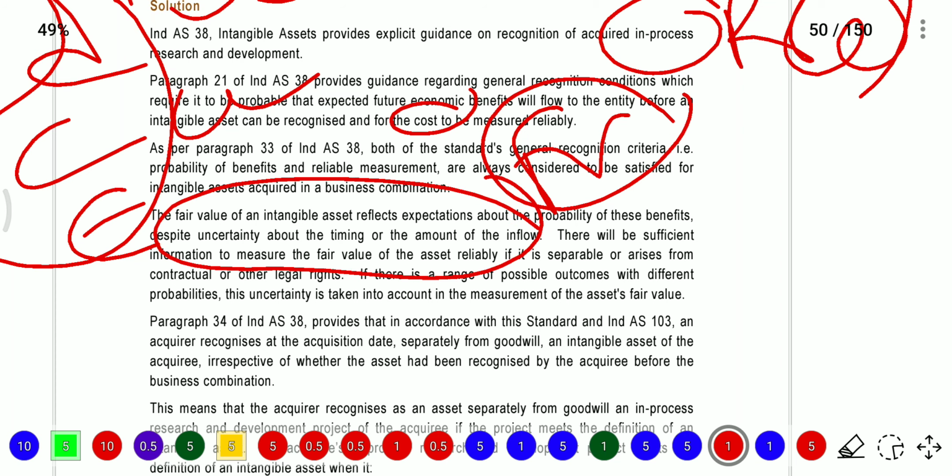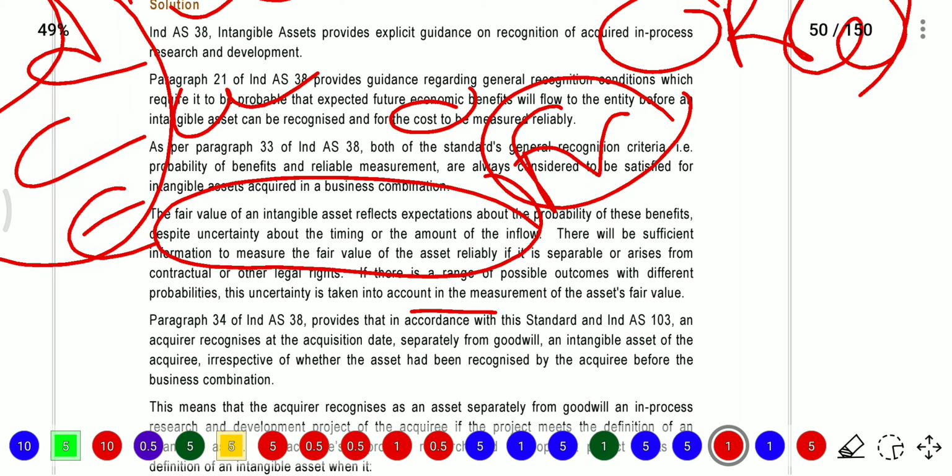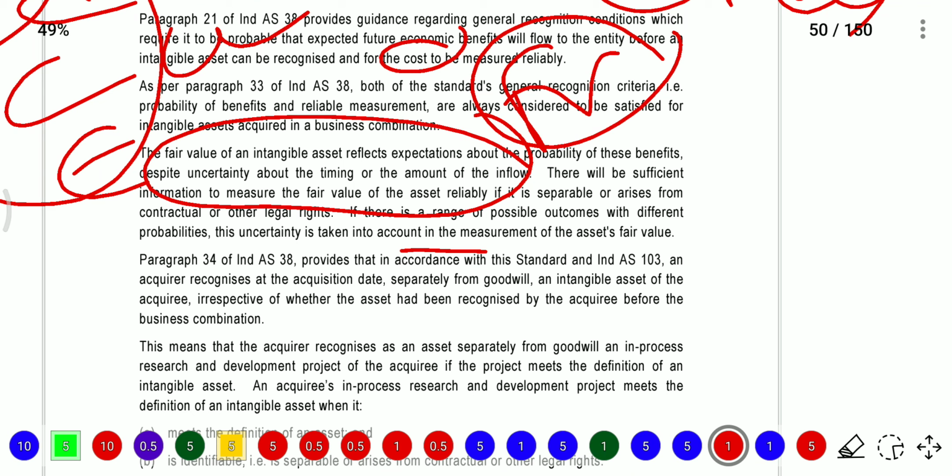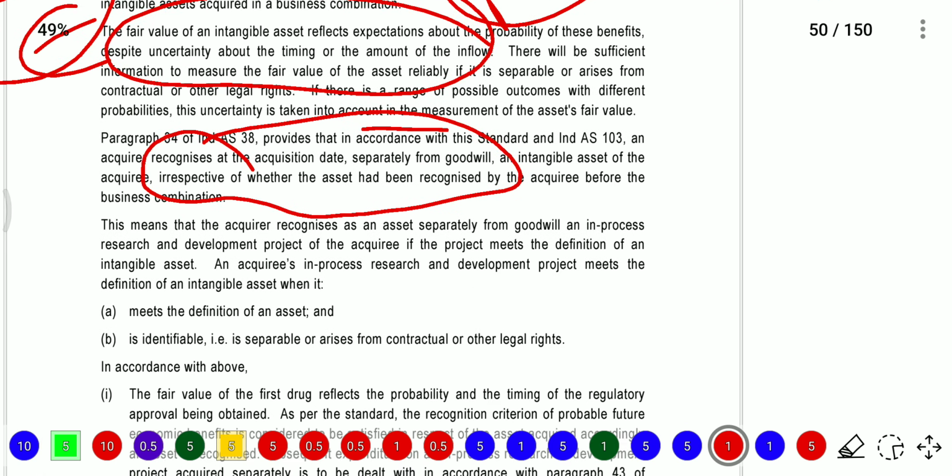Is there any uncertainty about the timing or amount as on that date? If you have any uncertainty, it is taken into account in the measurement of the asset's fair value. And Ind AS 38 provides guidance. In accordance with Ind AS 103, the acquirer needs to recognize it at the acquisition date, separately from the goodwill and intangible assets of the acquiree, irrespective of whether the asset has been recognized by the acquiree before the business combination.